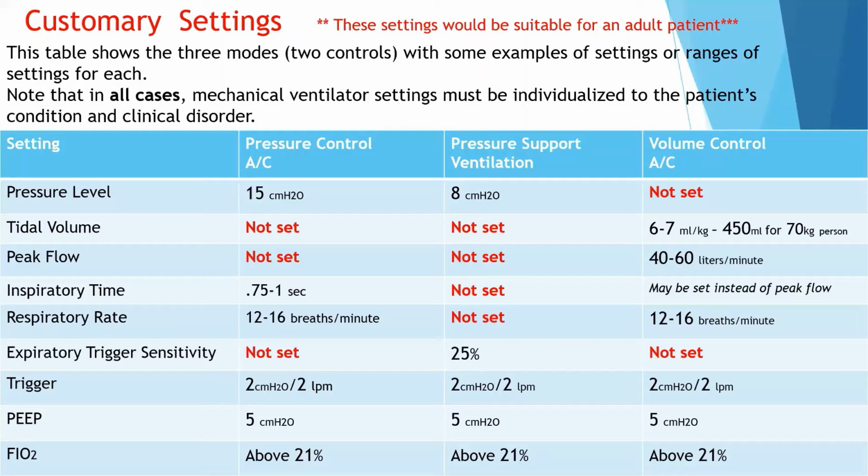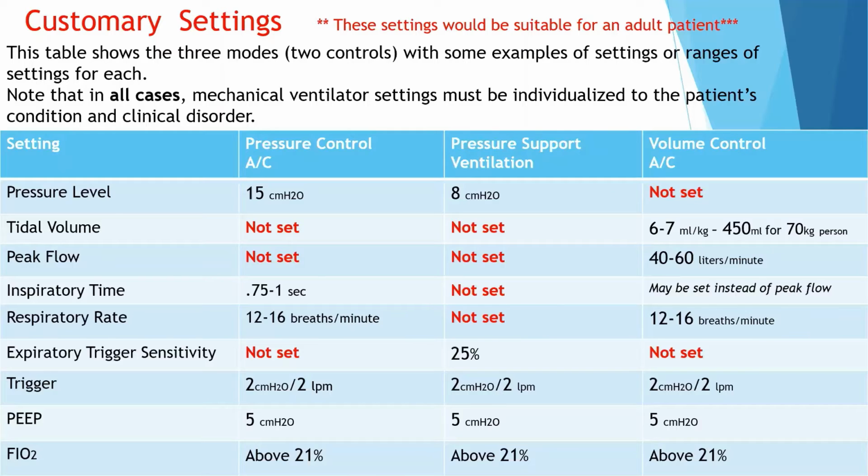So now we come to pressure support ventilation, and just by looking at this column, we can see there are not as many settings for this mode. So we will set a pressure level. I just picked 8 centimeters of water, as an 8 to 10, 12 type of normal pressure level. We do not set a tidal volume.